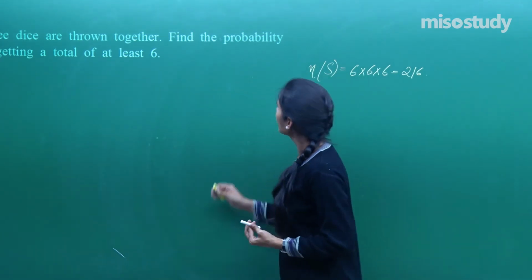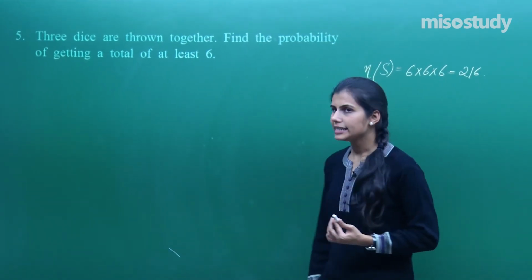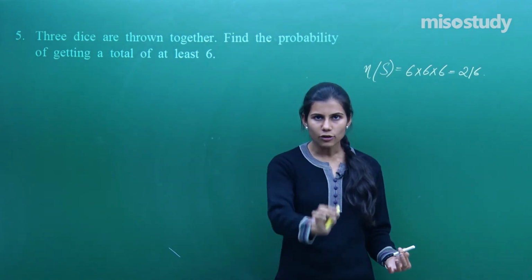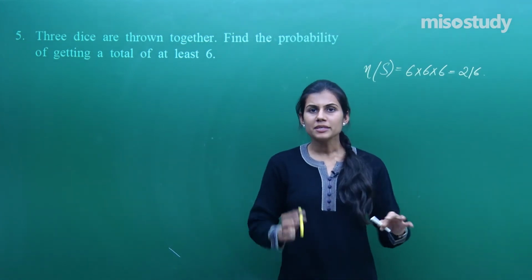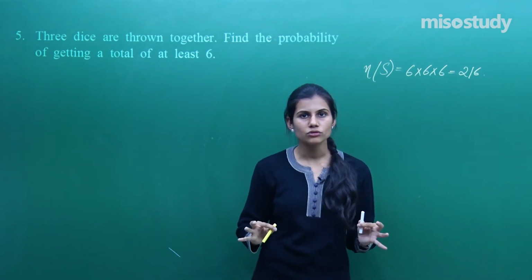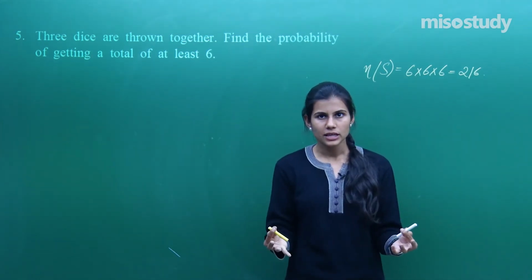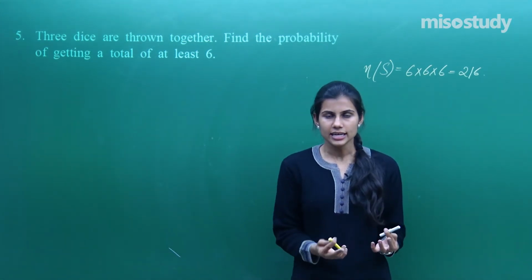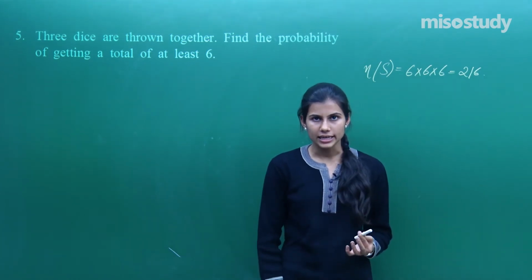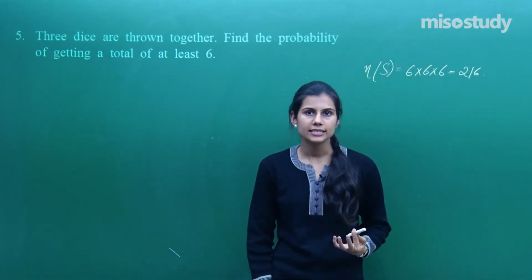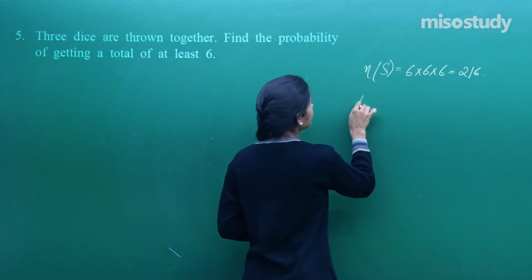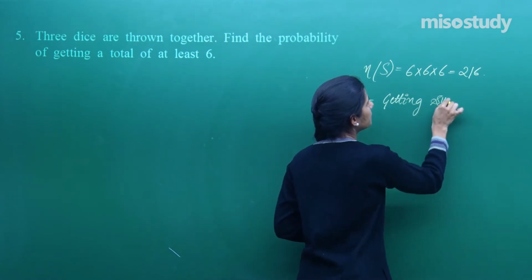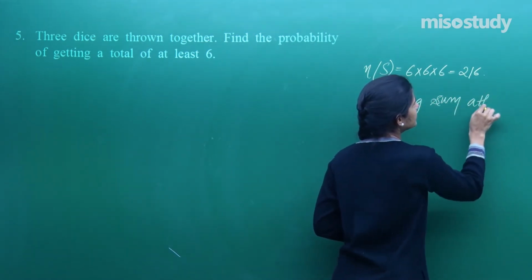Clear? Find the probability of getting a total of at least 6. That means there is an outcome on the first die, an outcome on the second, an outcome on the third, ranging from 1 to 6. I want the probability of those outcomes which land me a sum of at least 6, when I add the outcomes on all the 3 dice. So A is the event of getting sum at least 6.